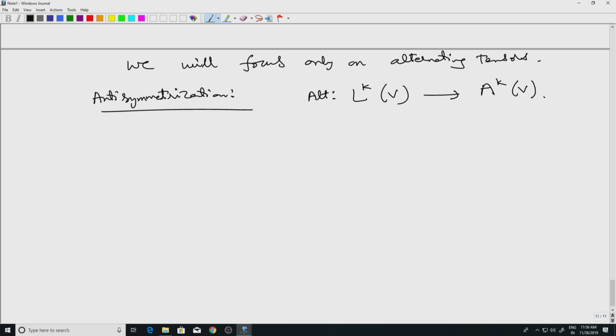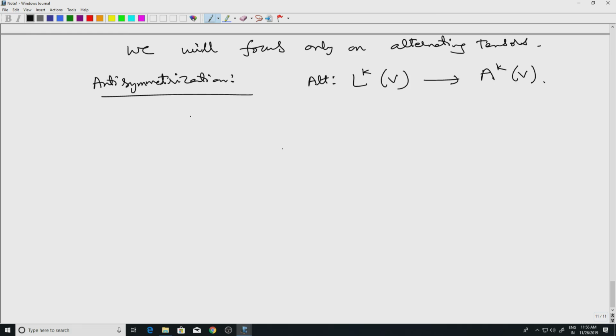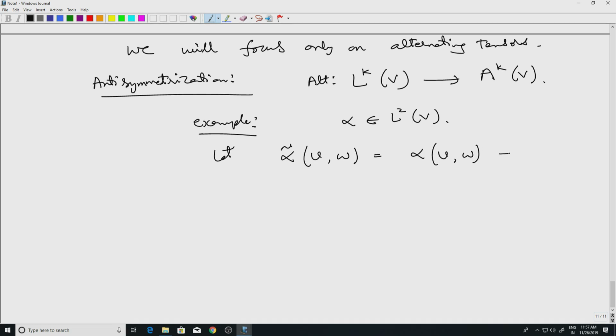Let's see how one would go about this. For example, suppose I start with alpha, a bilinear form, in other words a multilinear 2-form, and I want to get an alternating 2-form out of this. So what I can do is define alpha tilde of V, W to be alpha of V, W minus alpha of W, V for all V, W in V.